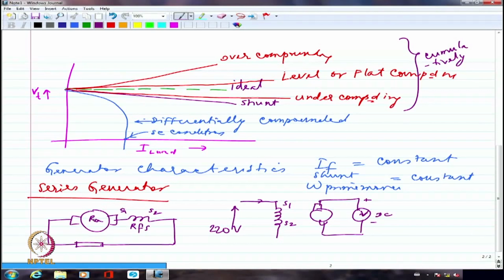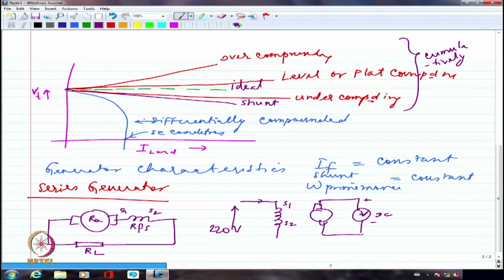So if I look at the series field winding and the armature current, the armature resistance along with the load resistance are limiting the current. All of them put together. So EG divided by R series plus RA plus RL. All of them are coming in series. That is what is limiting the current.